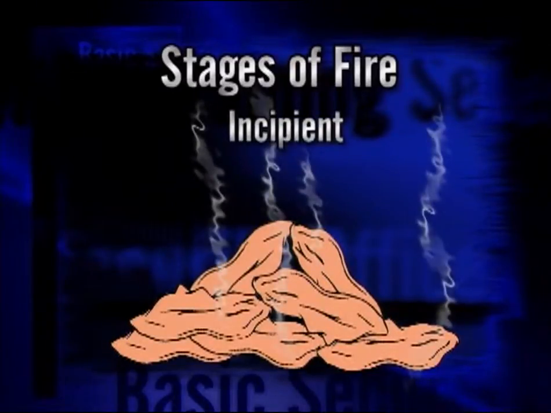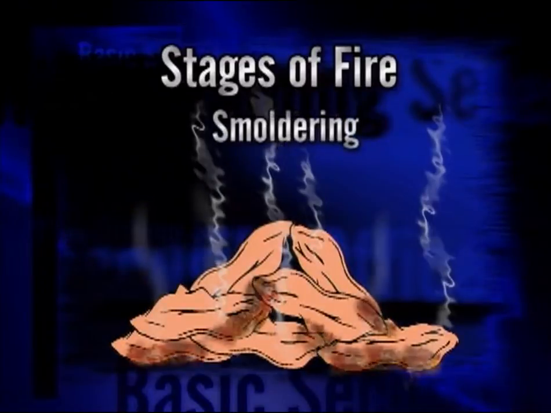The incipient stage. No smoke or flame can be seen. There's no real heat yet, but the byproducts of combustion are being released in the form of gases. Unfortunately, we cannot see them yet. Next, the smoldering stage. No flame yet and only a little heat, but the chemical process of fire is starting to produce smoke. In this instance, there may be lots of smoke, which is unburned or wasted fuel.